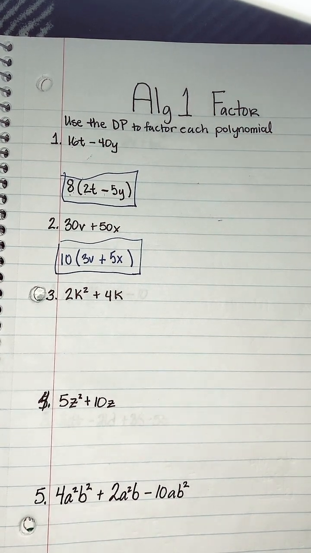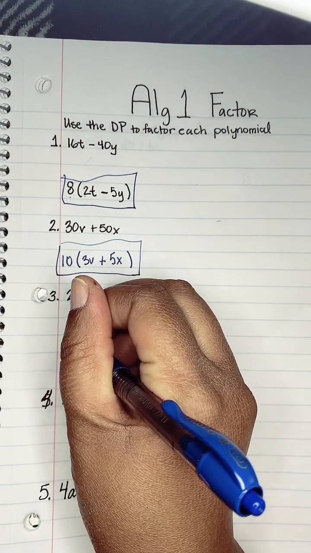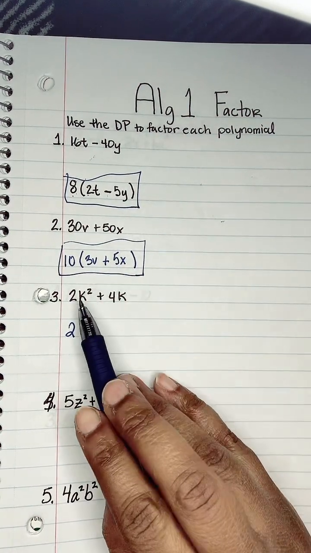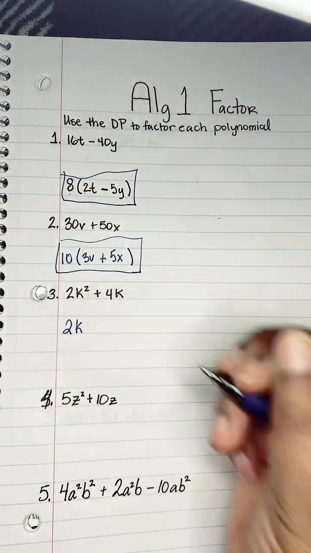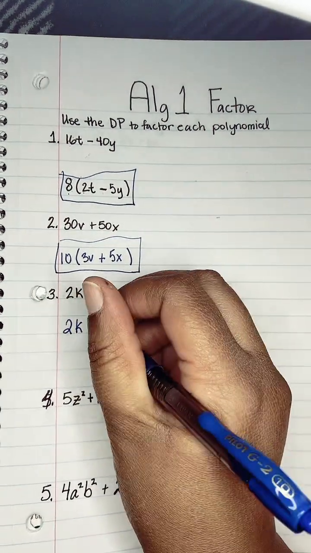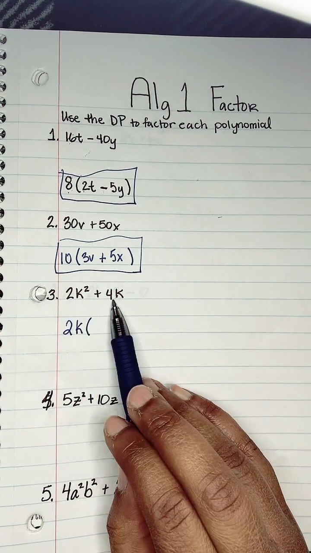Bib said 2k, parenthesis k plus 2, 2k. Wonderful. So 2 is the number that's the greatest common factor. We also have a k because both terms have k in common. So we could take out 1k because they both have a k.